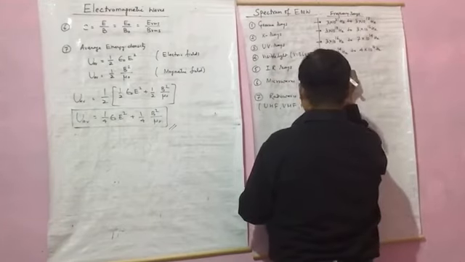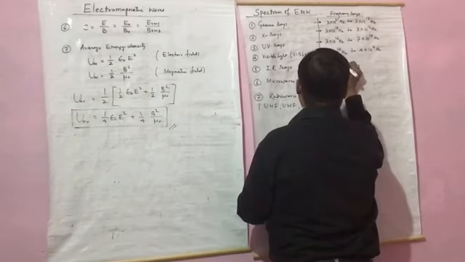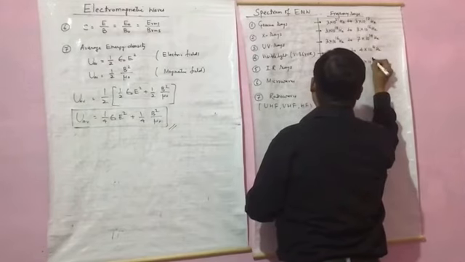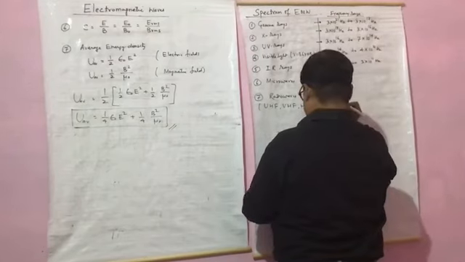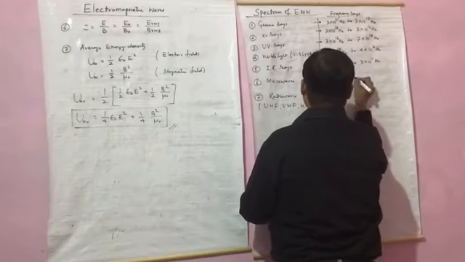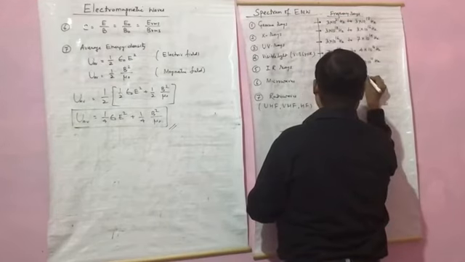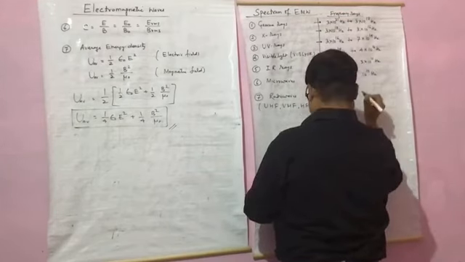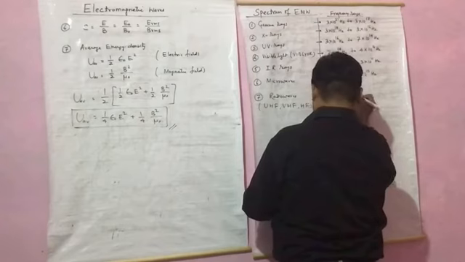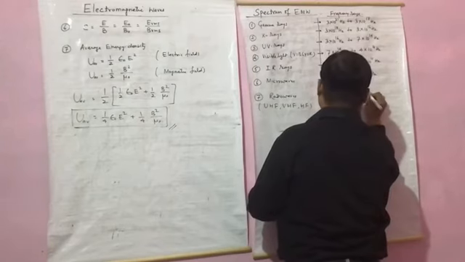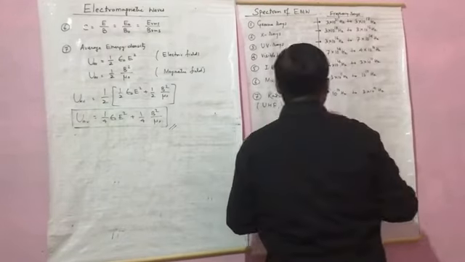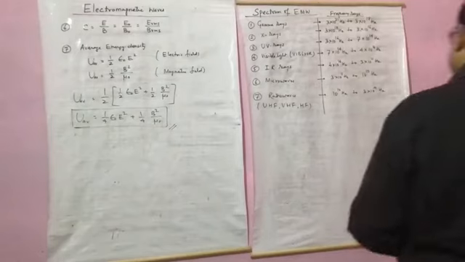Then infrared radiation 4 into 10 to the power 14 Hertz to 3 into 10 to the power 11 Hertz. Then microwaves 3 into 10 to the power 11 Hertz to 10 to the power 10 Hertz. Then radio waves 10 to the power 10 Hertz to 3 into 10 to the power 4 Hertz. So these are the frequency range of electromagnetic waves.